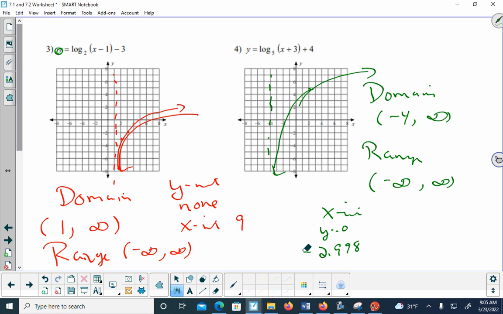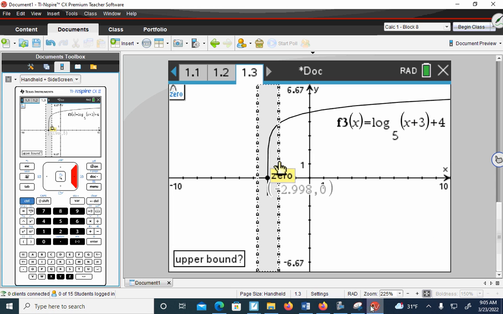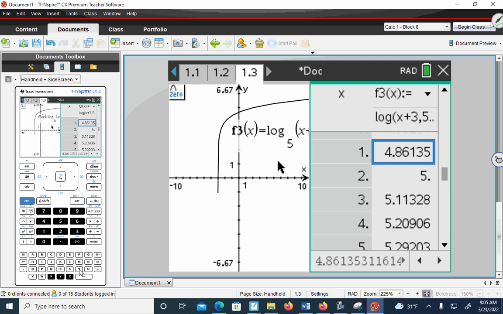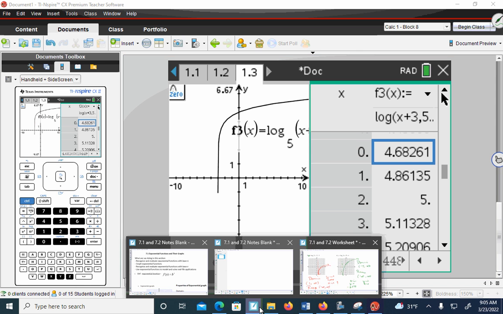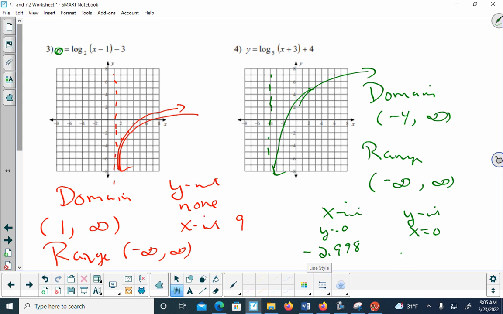And then to find my y-intercept, in other words, when x is equal to 0, I'm going to go here, and hopefully it will show on my table 0, and I'm going to have that 4.66261. And that's going to be my y-intercept. All right, moving on to the next one.